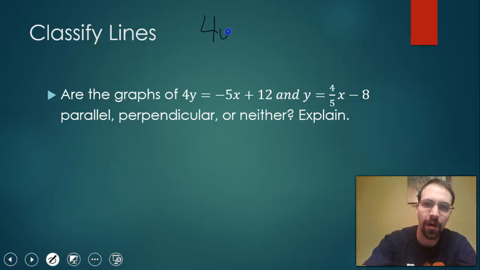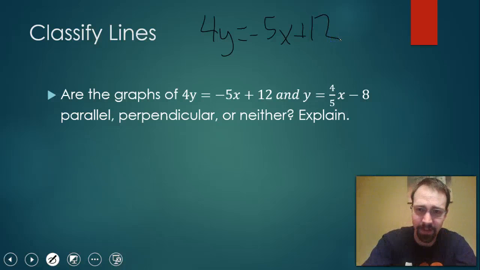So we've got 4y equals negative 5x plus 12. This is not in slope-intercept form, and the other one is. So let's get that in slope-intercept form. Let's divide everything by 4. If I divide this side by 4, I have to divide this side by 4.